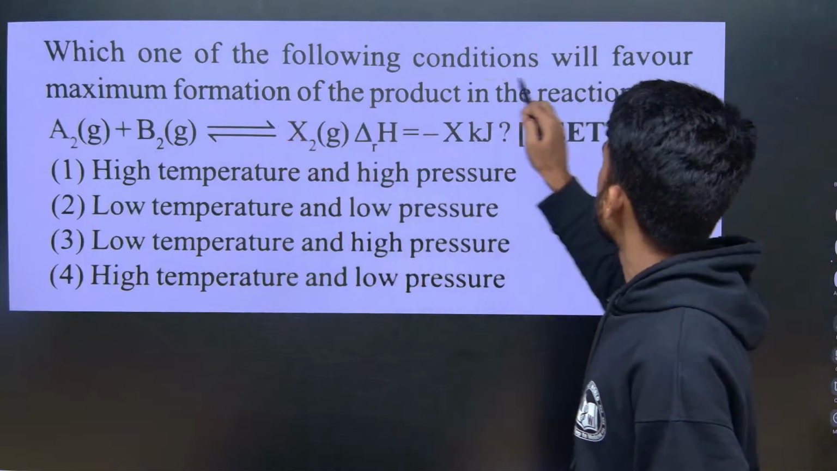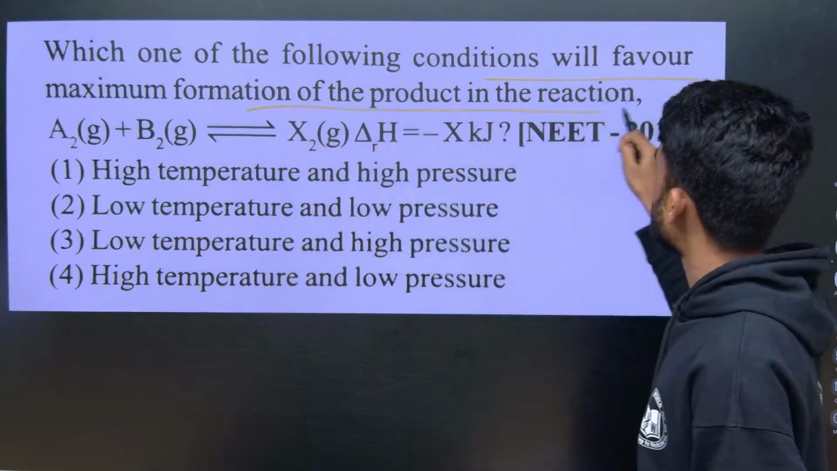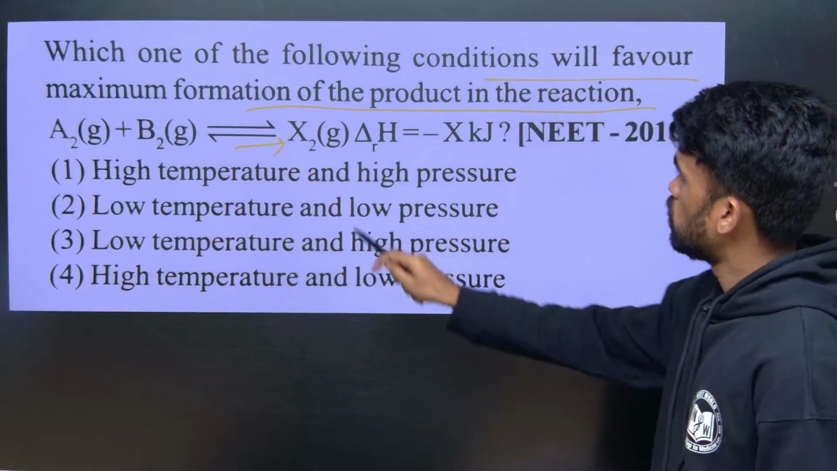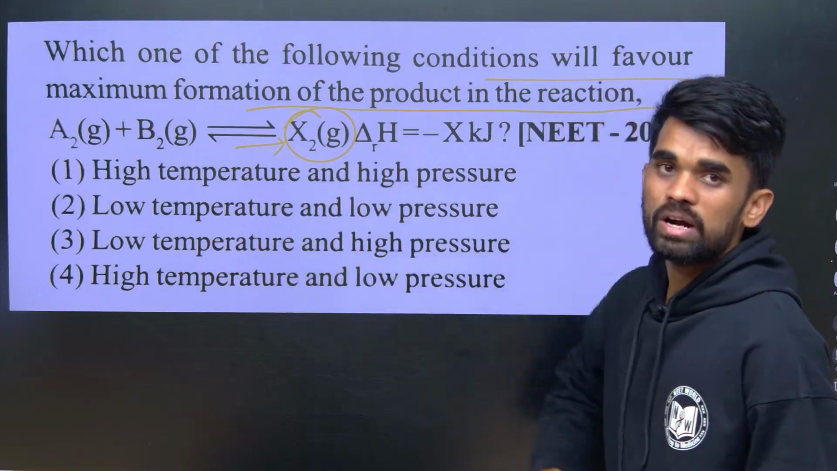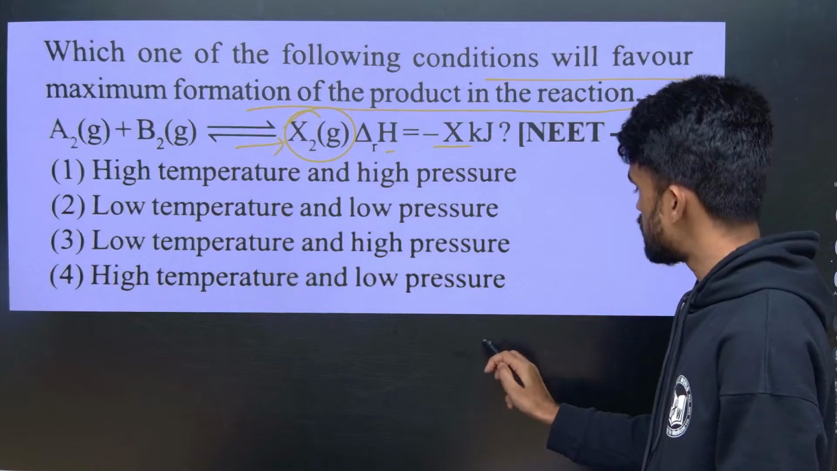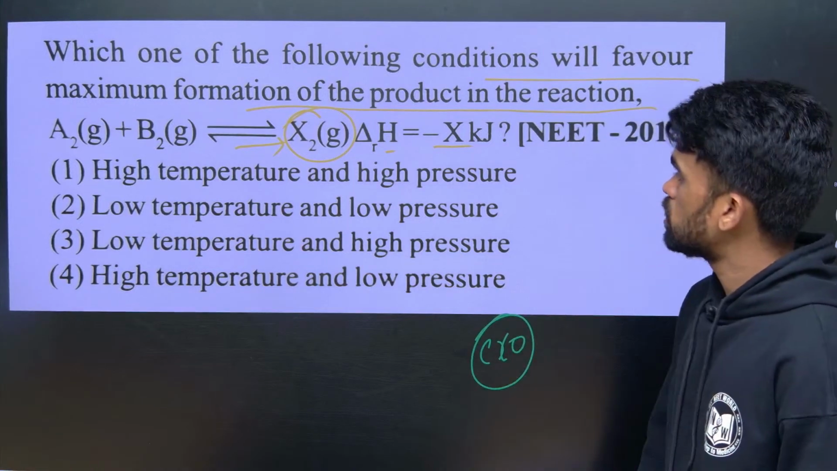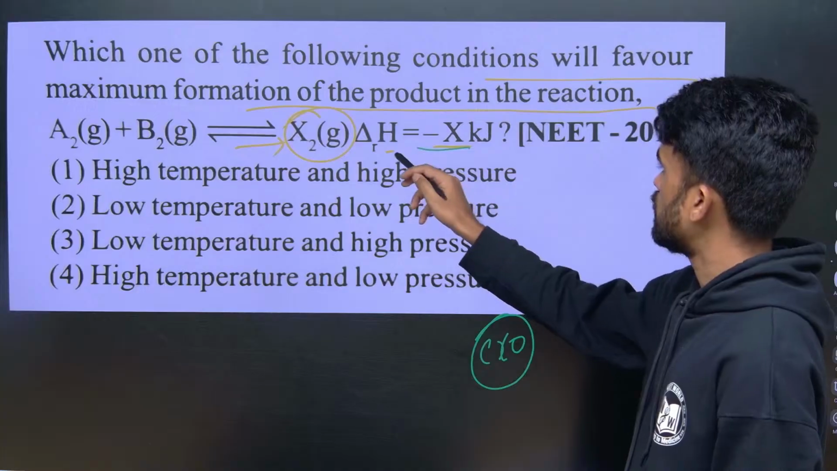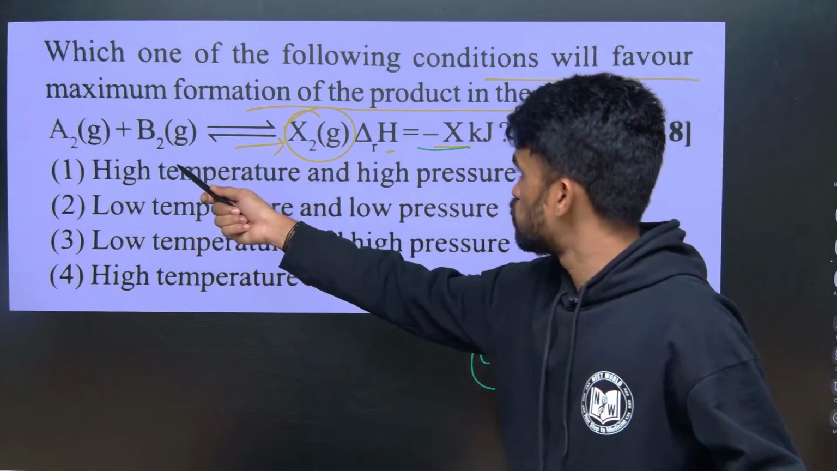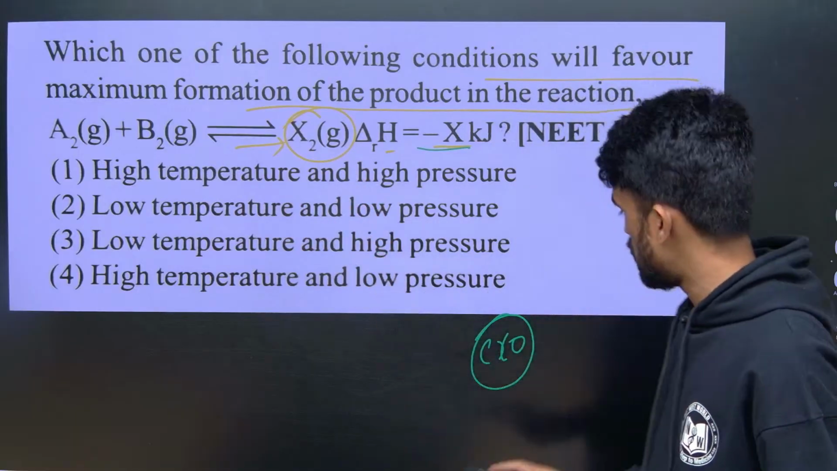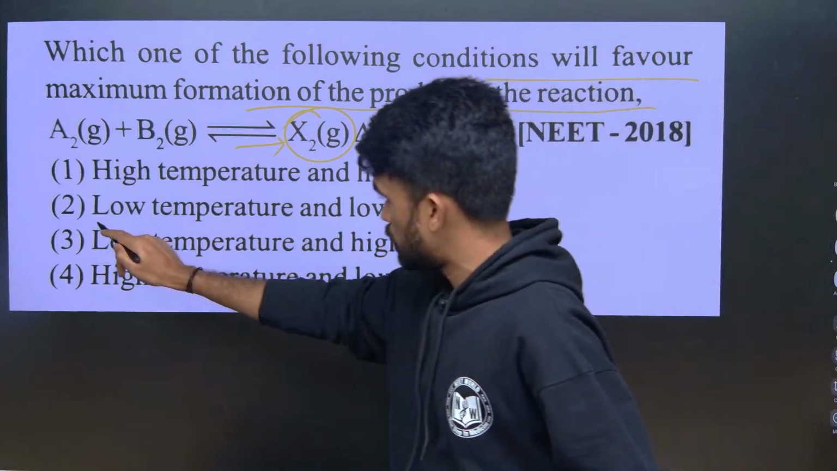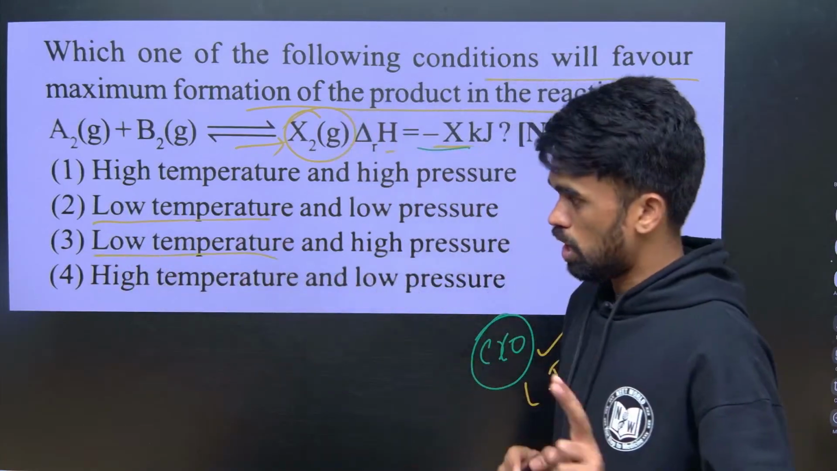Which of the following conditions will favor the maximum formation of product in the given reaction? This side is product formation, right? So this formation is favored by what conditions? Delta H is negative. It means this is an exothermic reaction. Negative means heat is released, system temperature is lower. It means in order to move forward, low temperature favors. Exothermic reactions are favored by low temperature. So the option will be low temperature. Both two options are there.